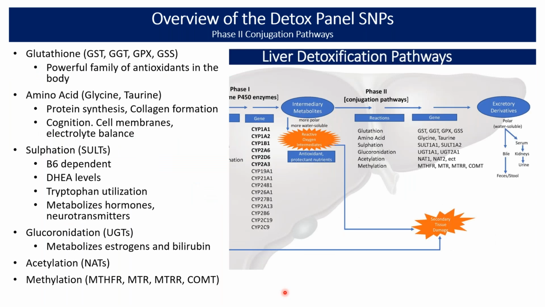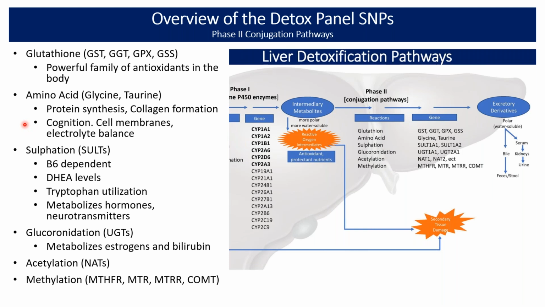For an overview of the phase 2 conjugation pathways, so we know that glutathione is one of the most prevalent antioxidants in our body. It's a powerful family of antioxidants, the STs, GTs, SSs. If our body is not conjugating our amino acids properly, we're not producing enough glycine or taurine, so we can have a lower ability for protein synthesis or even collagen formation. So from a musculoskeletal point of view, I think that's pretty important. And we know that taurine helps with cognition and cell membrane health and electrolyte balance.